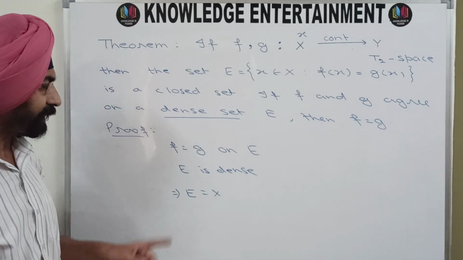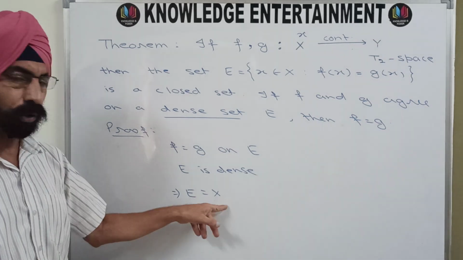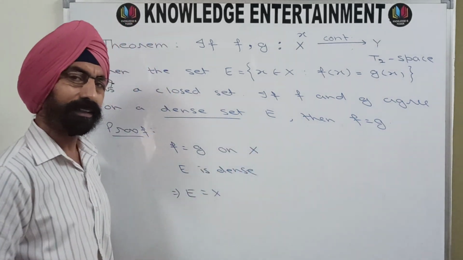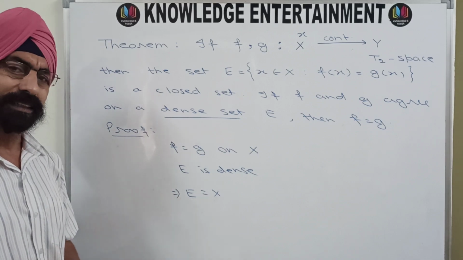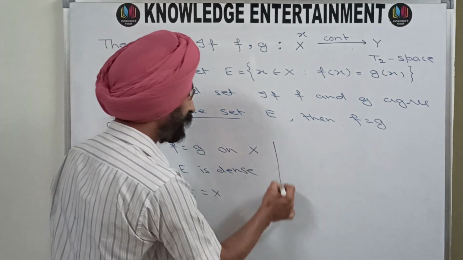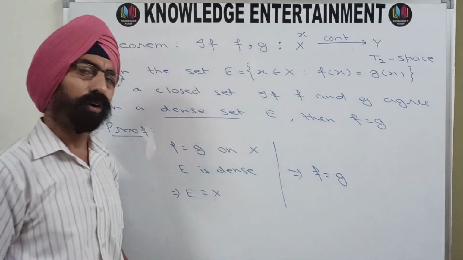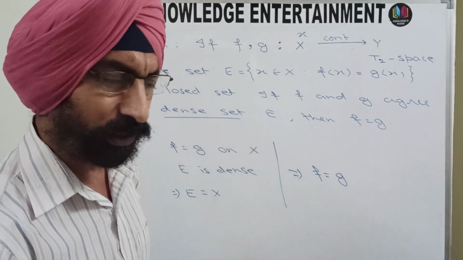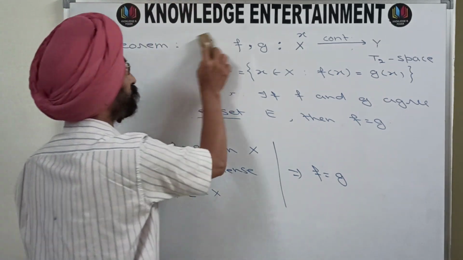Your E is equal to X means F is equal to G on E, but E is equal to X. So your F is equal to G on X. And what is X? X is the whole set, the universal set in this case. And if F is equal to G on the universal set, that directly means that F is equal to G. What was required to be proved. So here is the first theorem of the day, and now we will move on to another theorem.